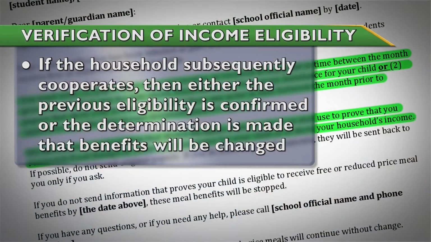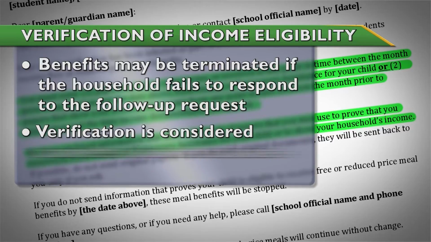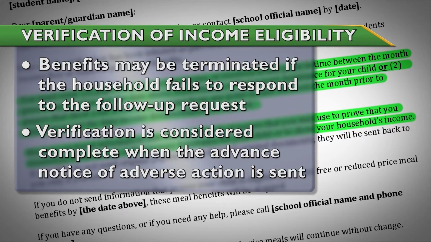denied. If the household subsequently cooperates, then either the previous determination of eligibility is confirmed or the determination is made that benefits will be changed. Benefits may be terminated if the household fails to respond to the follow-up request for written evidence. Verification is considered complete when the advance notice of adverse action is sent to the household.